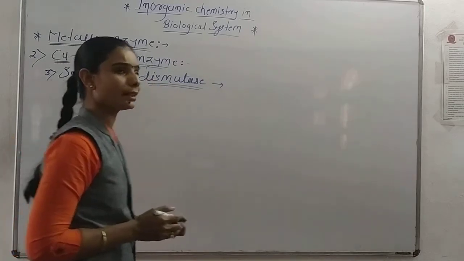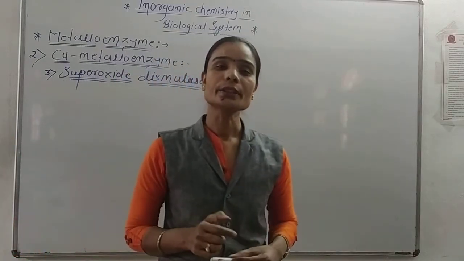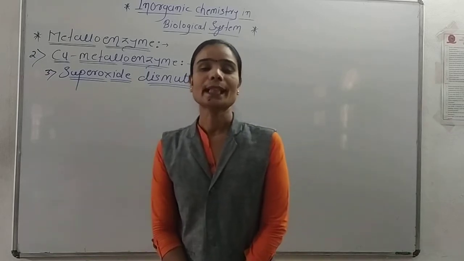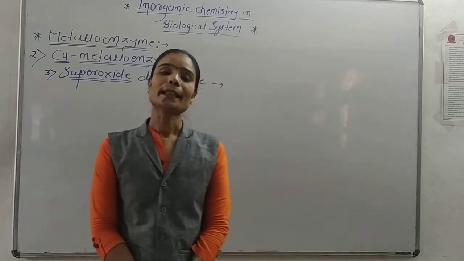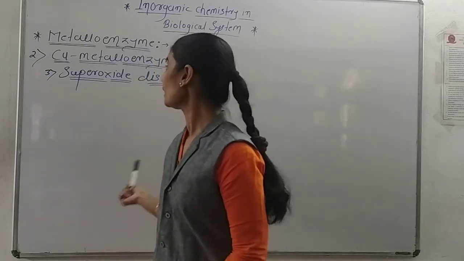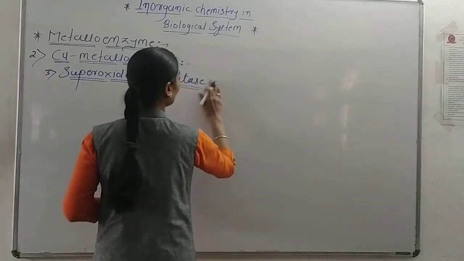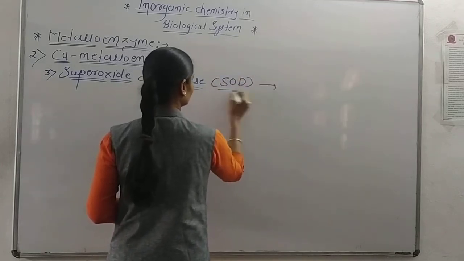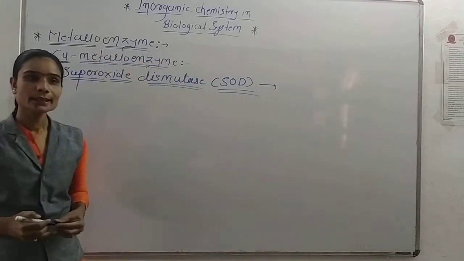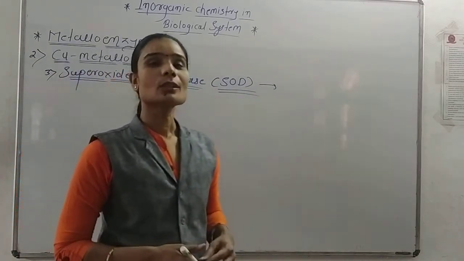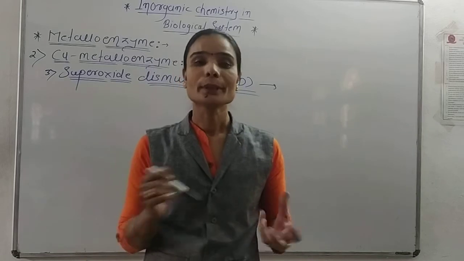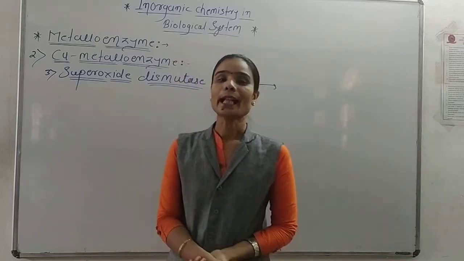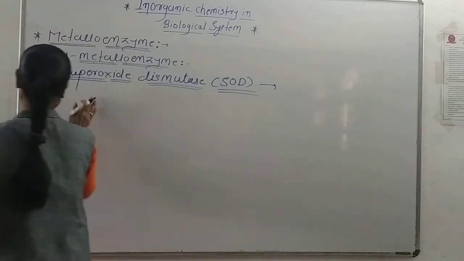We already saw the structure and the function of superoxide dismutase in the first metalloenzyme, that is the zinc metalloenzyme, because the superoxide dismutase, which is called SOD, is again a copper metalloenzyme, because the superoxide dismutase contains copper and zinc at the active site.